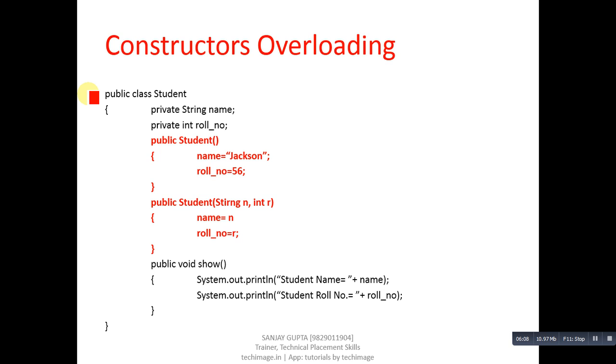Now comes constructor overloading. Similar to method overloading, constructor overloading is also available. Constructor overloading means if we define more than one constructor in a class, then the names of those constructors will be the same. You can see that in the first constructor no arguments are passed, and in the second constructor 2 arguments are passed. So this is constructor overloading. We are defining more than one constructor with the same name but a different number of arguments. Then the show method is available.